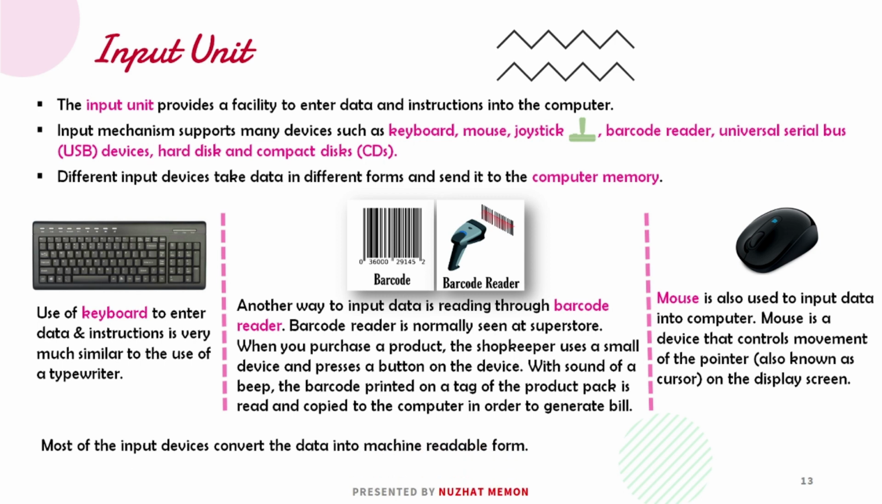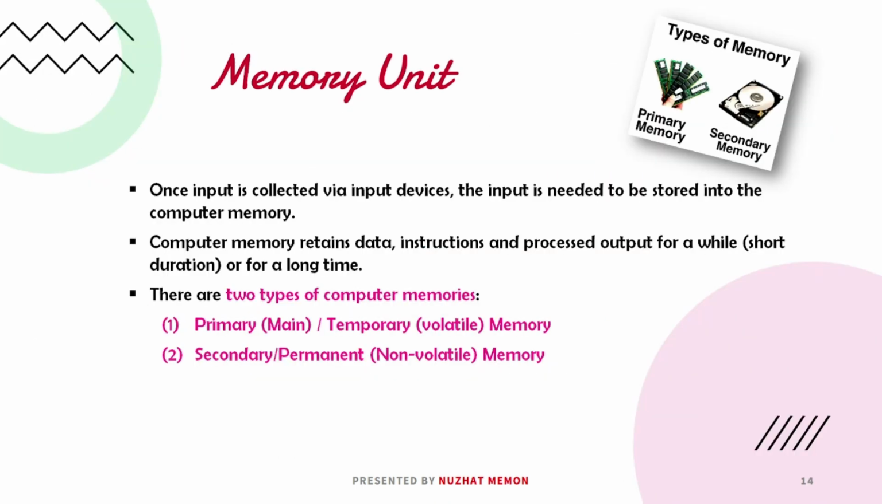Most input devices take input and convert the data into machine readable form, or you can say binary language, that the computer understands. Once the input is collected via input devices, it needs to be stored in the computer memory. Computer memory retains data, instructions, and process output for a short duration, or it can store it for a long time. There are two types of computer memory, primary memory and secondary memory. We will see in detail.